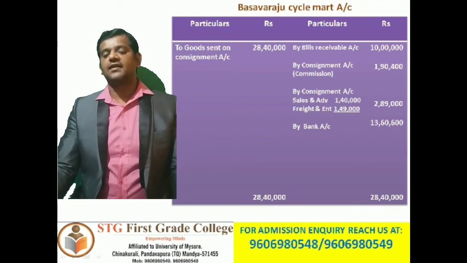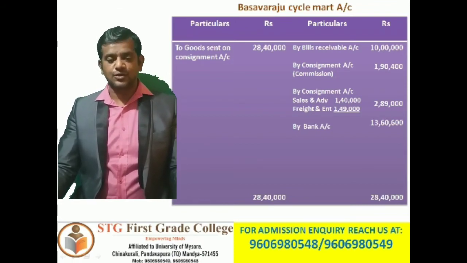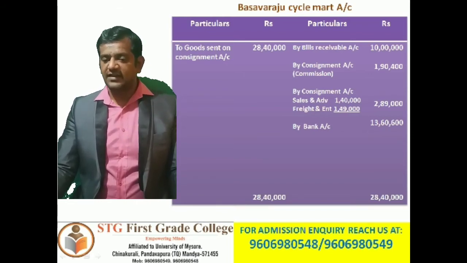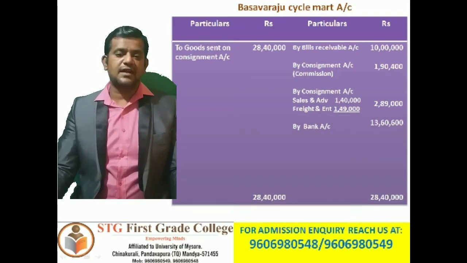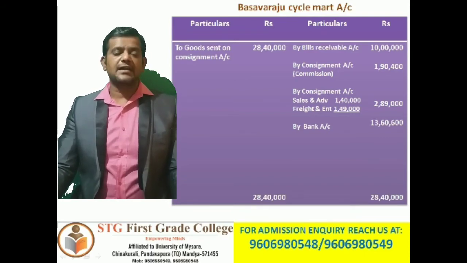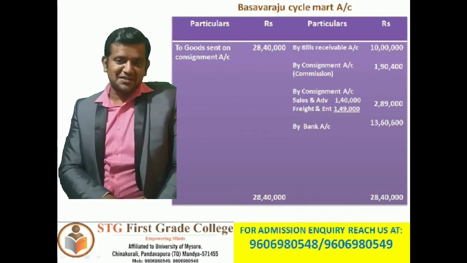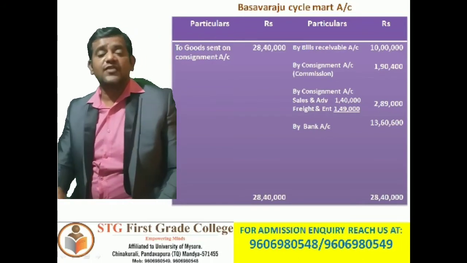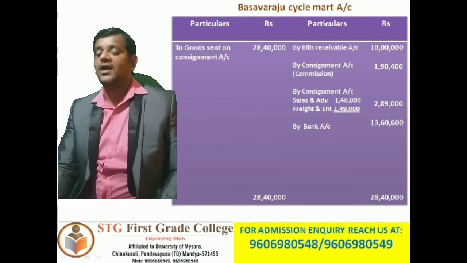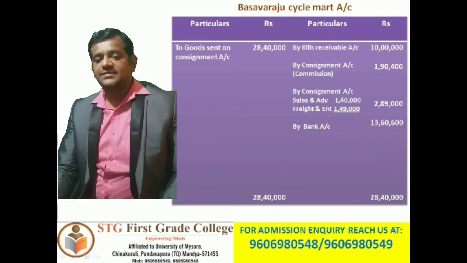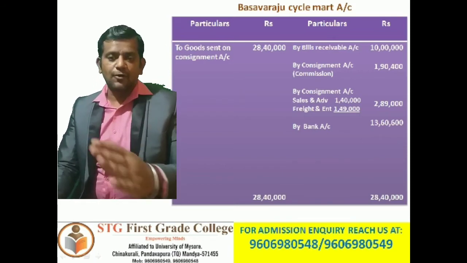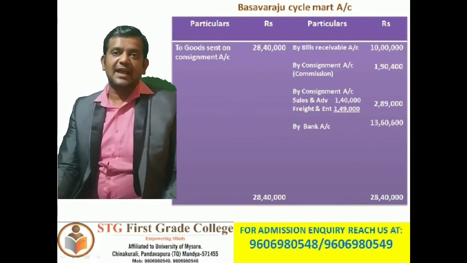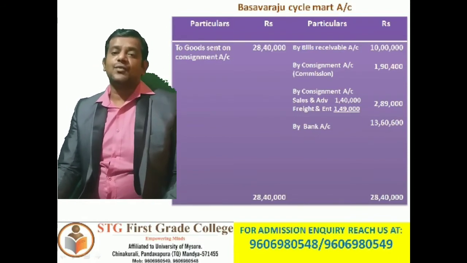Add both the sides and write 2,89,000 rupees. So now find the difference and enter that difference amount into the bank account. So by bank account, the difference comes to 13,60,600 rupees. So now tally both the sides. You are going to get 28,40,000. So we are done with this problem.